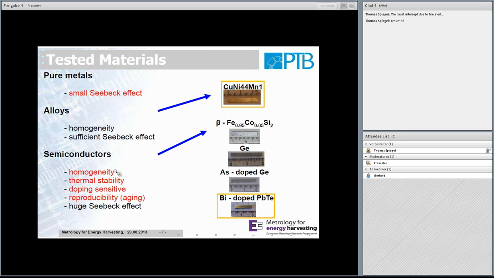Then we have the big area of semiconductors. Normally, you would say no to semiconductors. They have the drawback of questionable homogeneity. They have questionable thermal stability. They are really doping sensitive, which is also connected to the thermal stability. They have questionable reproducibility, which means simply aging. These are all things which would normally rule them out, but they have the big advantage of a very huge Seebeck effect. We tested various semiconductors and we chose, as a reference material which we have finished now, the bismuth-doped lead telluride, whose certification process I will also present later on.